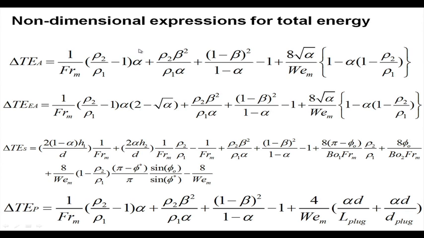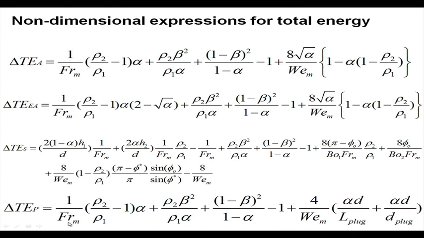Now, what we have done? We have non-dimensionalized the total energy and expressed it in terms of non-dimensional groups. If we now observe the non-dimensional groups, what do we find? We find that the same dimensionless numbers are appearing in the total energy expressions of annular, eccentric annular, stratified and the plug flow pattern. What are the groups that are appearing?